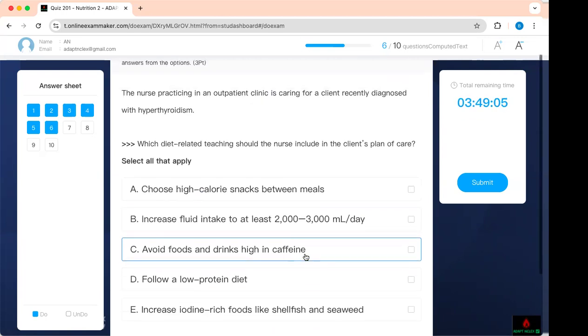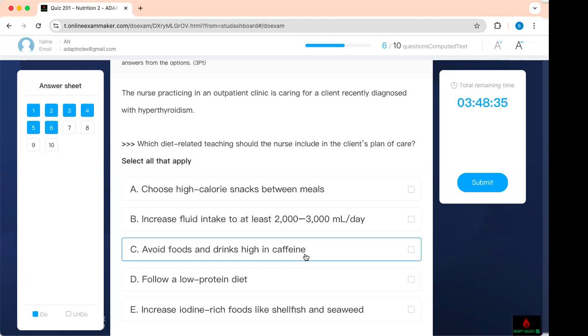Select or apply. A nurse practicing in an outpatient clinic is caring for a client recently diagnosed with what? Hyperthyroidism. Look at the way I'm going to tackle this question. I have hyperthyroidism. That means everything is up. My metabolic rate is up. Therefore, whatever I eat, I'm going to consume it. And therefore, if I don't eat appropriately, I'm going to lose weight. That's why their weight is down. So what do you tell them?